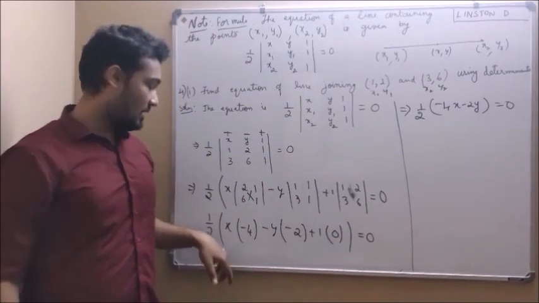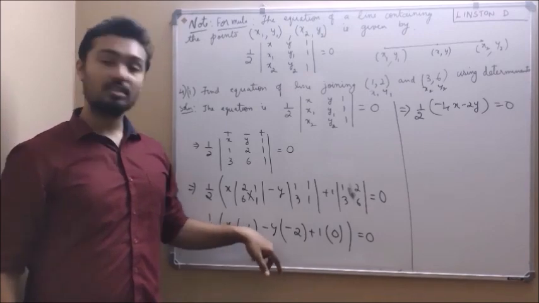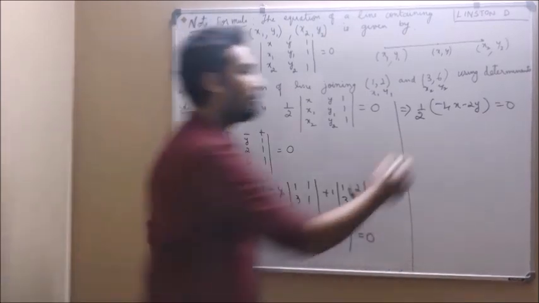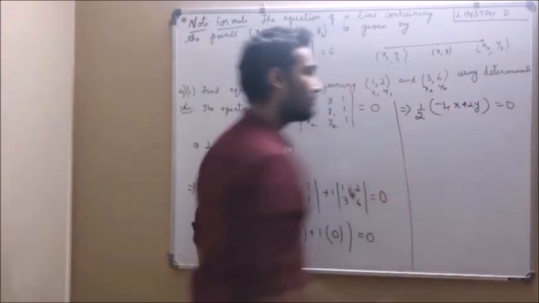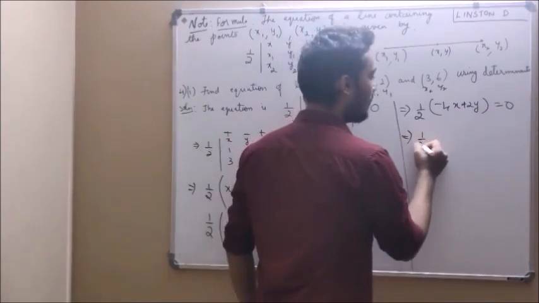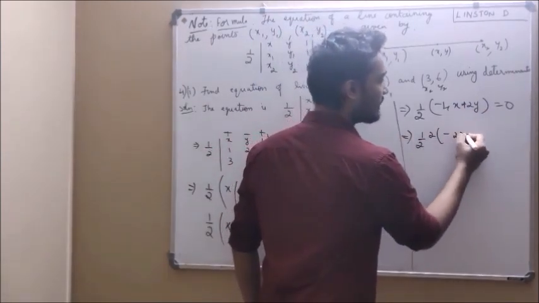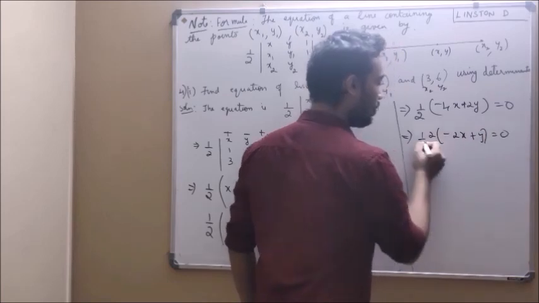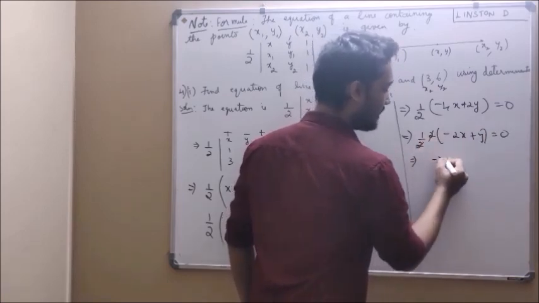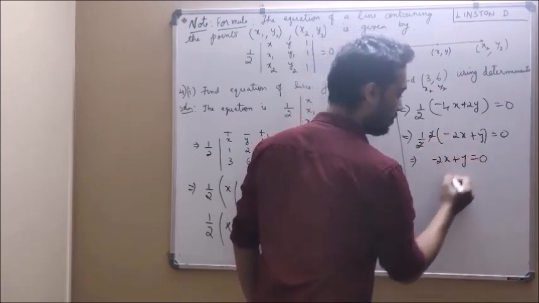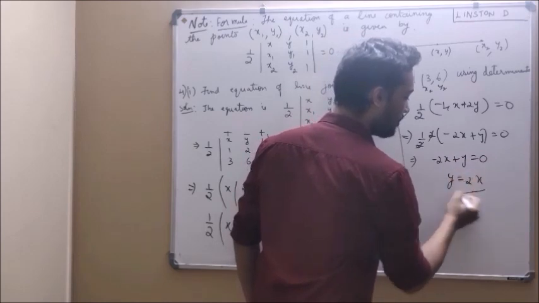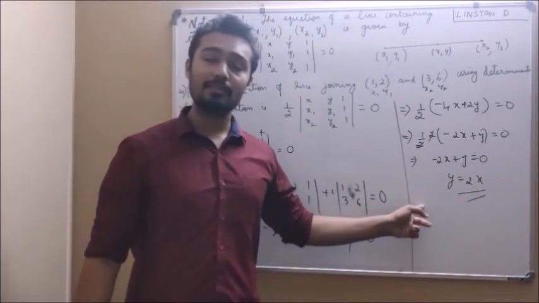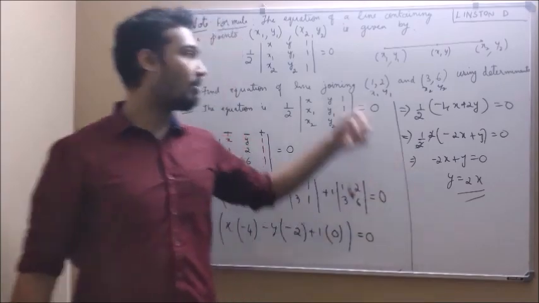So this becomes minus 4x, minus of minus, plus 2y equal to 0, which implies half of 2 minus 2x plus y equal to 0. 2 2 cancel, which implies minus 2x plus y equal to 0. So y equal to 2x. So this is nothing but the equation of the line formed by the points.